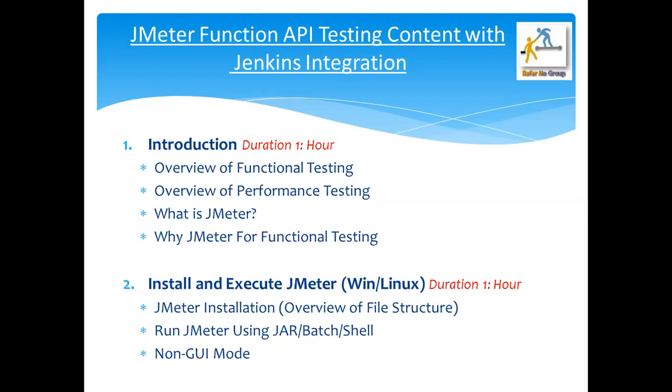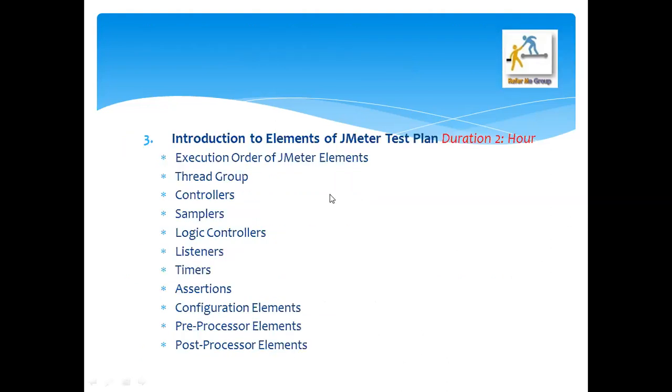Then we come to second chapter, which is install and execute JMeter. Duration 1 hour. We have to cover JMeter installation, run JMeter using jar, batch, and shell file, and then non-GUI mode. And then we come to the third part, introduction to JMeter elements. It has a duration of 2 hours. We have to cover execution order of JMeter elements, thread groups, controllers, samplers, and logic controllers. Also, we have to cover listeners, timers, assertions, configuration elements, and pre and post procedure elements. So we will see each and every element in depth.